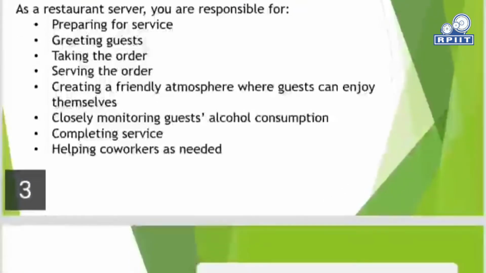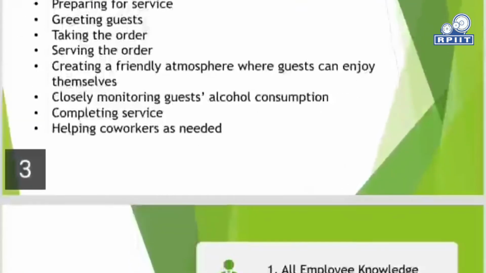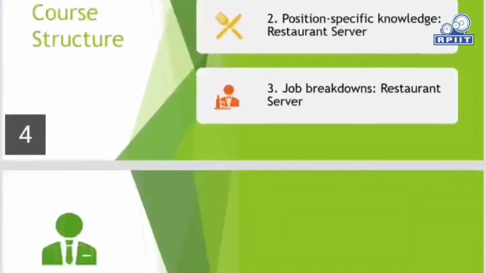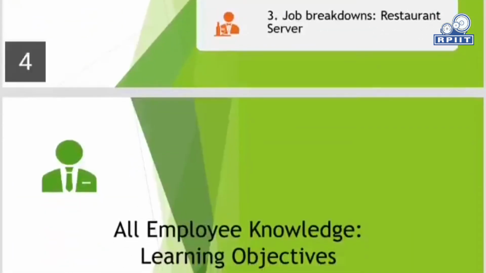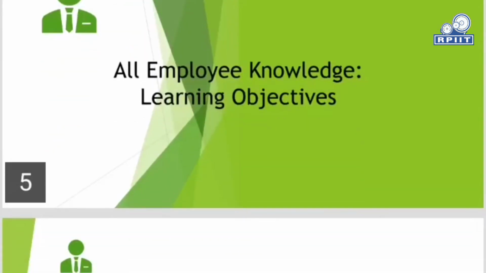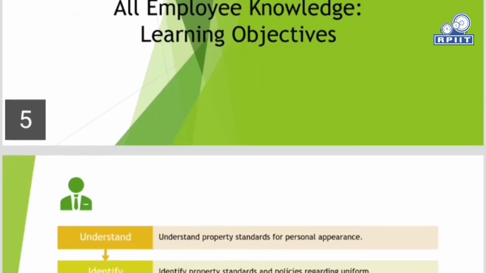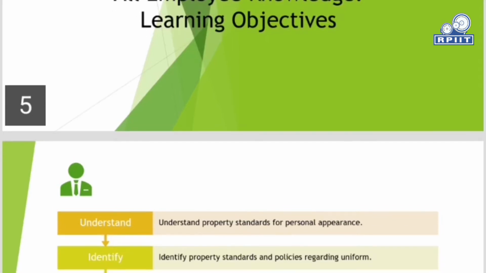Third one, a job breakdown, restaurant service. Whole employee knowledge, learning objectives. Understand, identify, list, explain, define, and differentiate. If you talk about it, understand property standards for personal appearance.